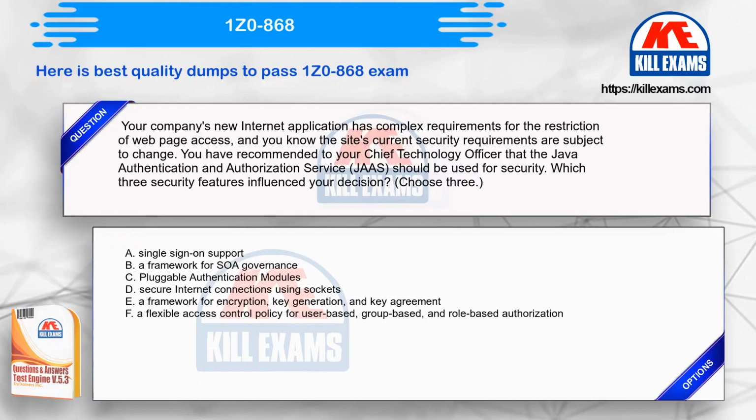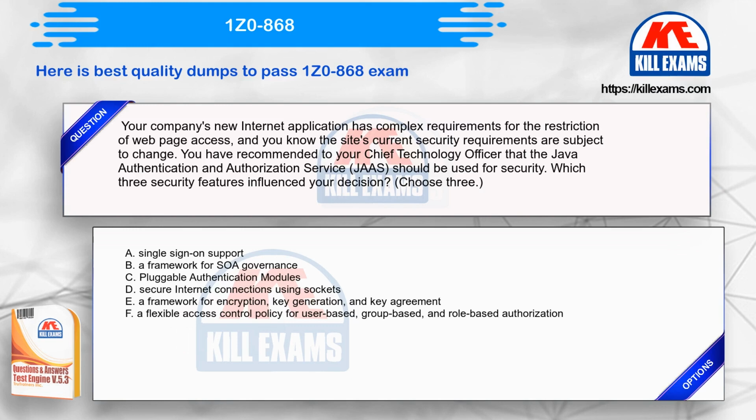Your company's new internet application has complex requirements for the restriction of web page access, and you know the site's current security requirements are subject to change. You have recommended to your Chief Technology Officer that the Java Authentication and Authorization Service (JAAS) should be used for security. Which 3 security features influenced your decision?